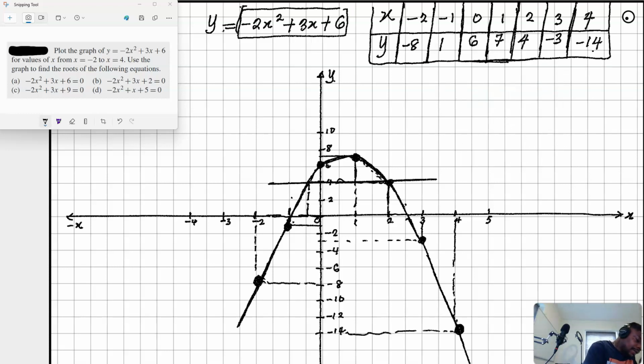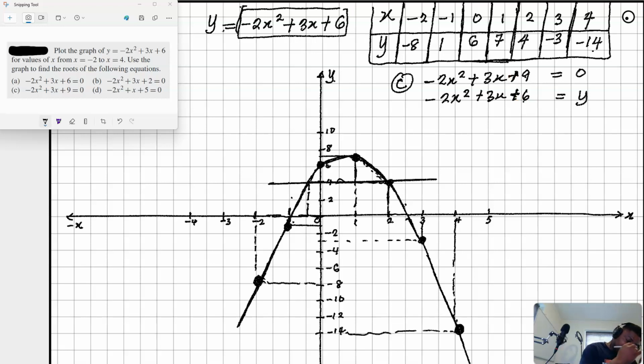Now, taking c, we are looking for the root of the equation when we have minus 2x squared plus 3x plus 9 is equal to 0. Now, let's compare with our curve. Our curve is minus 2x squared plus 3x plus 6 is equal to y. That is our curve. But remember, the only difference between our curve and what we have here is that our curve is plus 6, but what we are looking for is plus 9.